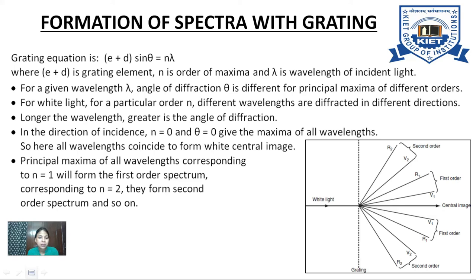Principal maxima of all wavelengths corresponding to n equals 1 form the first order spectrum, and those corresponding to n equals 2 form the second order spectrum, and so on. In the figure you can see that we get a central image which will be white in color for white light. Then we get the first order spectrum on both sides of the central image. Violet will be diffracted the least, so it will be closest to the central image. Red light will be diffracted the most due to its wavelength, so it will be farthest from the central image. This was for the first order spectrum. Similarly, you will get the second order spectrum, third order spectrum, and so on.